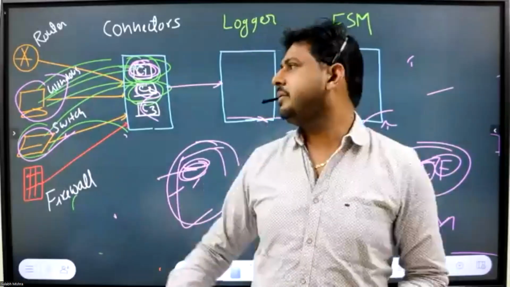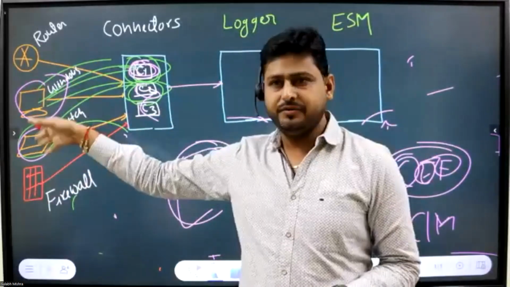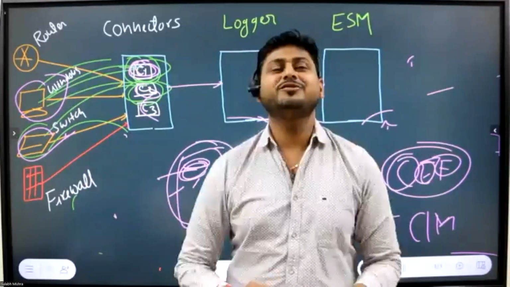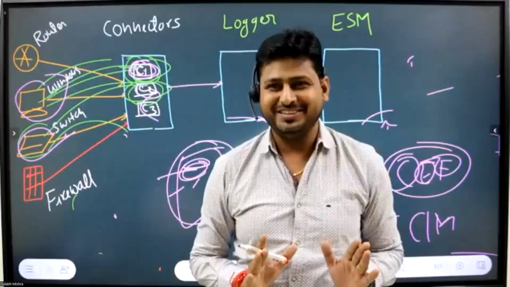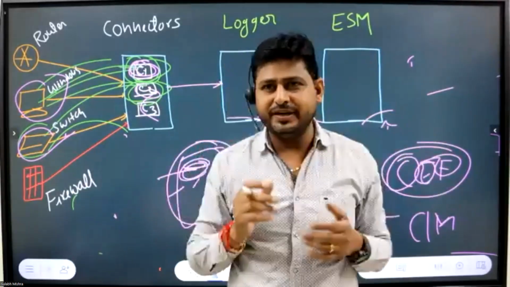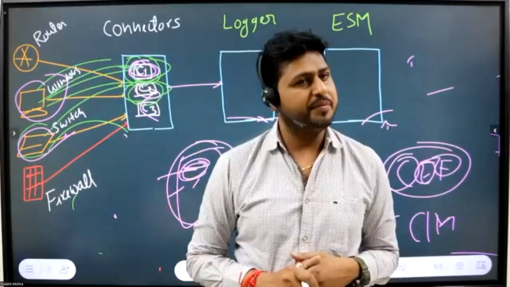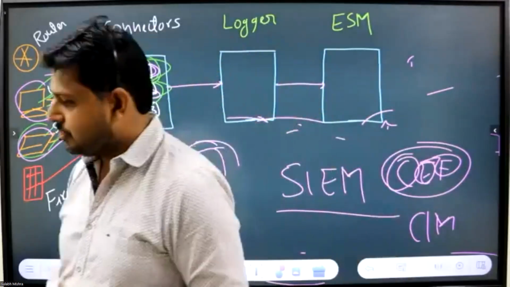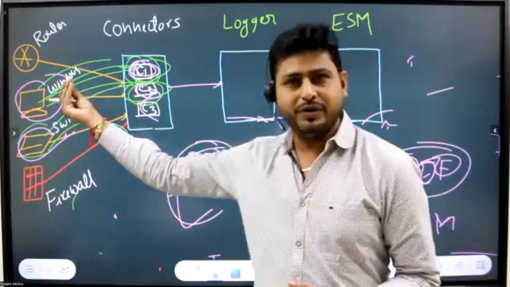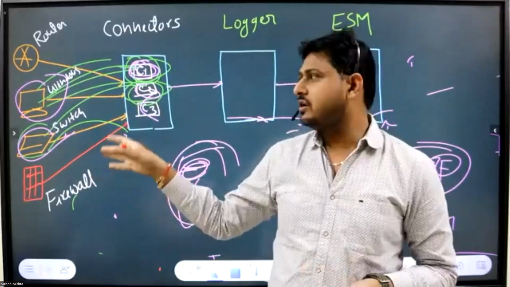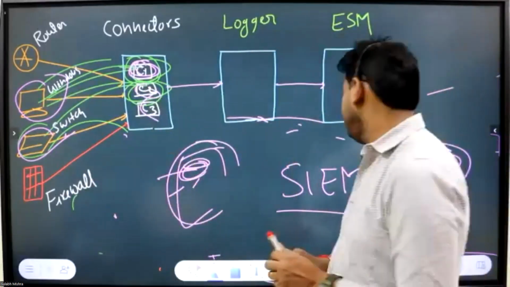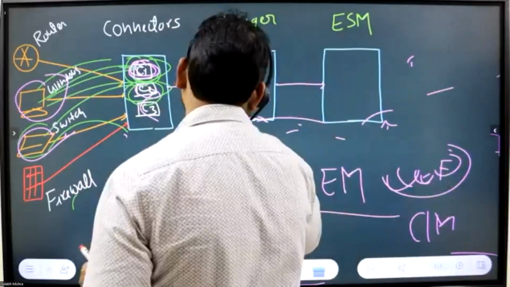Compliance says that the field name should not be different. Whenever you're creating the logs, field names should be in a common format. But compliance does not say you have to use these field sets only. Any SIEM vendor is free to use their own names and field sets, but all the logs should be in a common format. That is called normalization. So understand the use of the connector. What is the use of a connector? Collect the log, normalize the log, parse the log, filter the log, and send it to the destination, such as Logger and ESM.